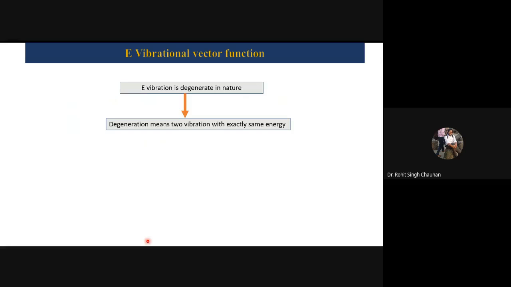Degeneration means two vibrations with exactly the same energy. If two different vibrations have the same energy, then experimentally, rather than seeing two different peaks in a spectrum, you will notice only one. And of course, if I want to comment on the intensity, the intensity will be high. Why? Because two modes are going to be merged at a particular place, so the intensity is going to be increased. So this corresponds to the observation of one peak in the spectrum, but with double intensity.